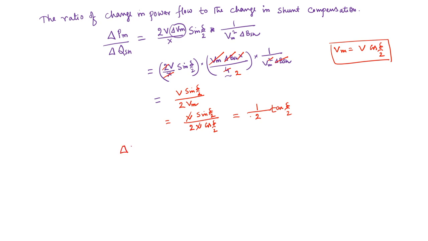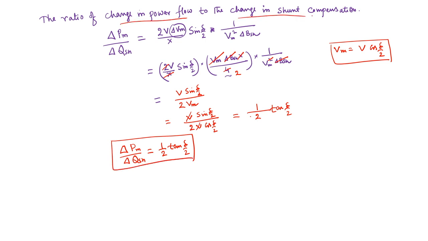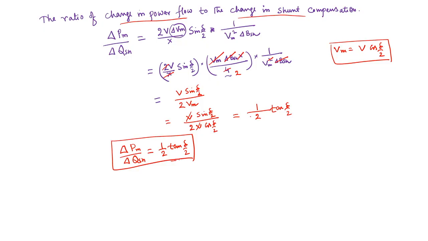So, what we get is del P m divided by del Q SH, this ratio is coming out to be half tan delta by 2. So, you can see that this ratio gives the change of power flow due to the change of the shunt compensation, okay. So, shunt compensation has an impact on the change in power flow as well, and this is the expression that we receive, and that expression is applicable for any symmetrical short lossless transmission line.